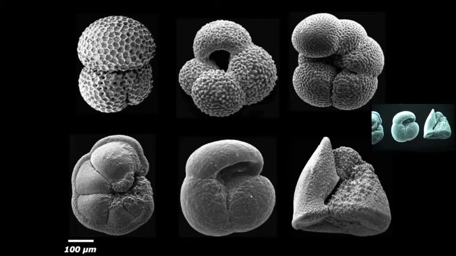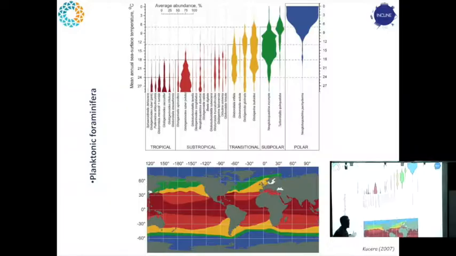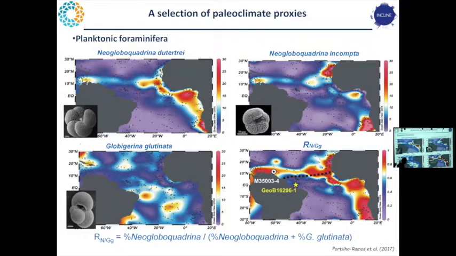Under the microscope, the species are easy to identify in terms of their morphology. As you can see here, they are very different from each other, right? Good. This is an example of how we can use the abundance of species of planktonic foraminifera to assess not sea surface temperatures or temperatures at specific water depths, but a specific feature of the climate system that is of interest to us.